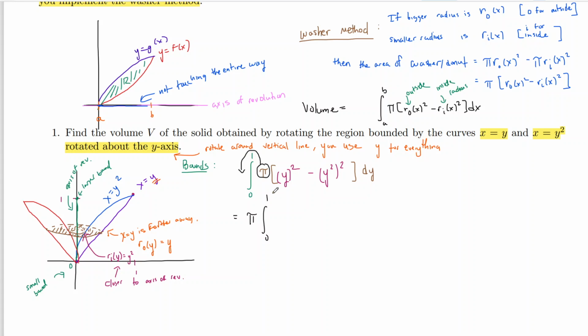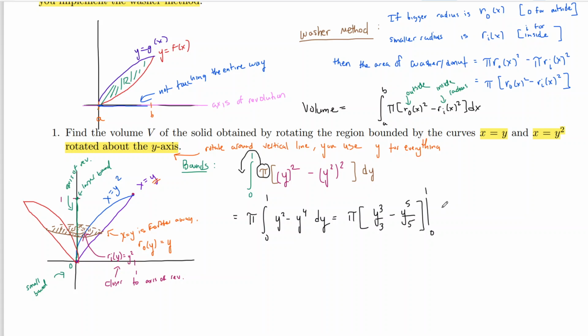We have 0 to 1. And inside here, y squared minus y squared squared is y to the 4th. And we can go ahead and integrate this right away. We don't need any fancy substitution because these are just the power rules. So I'm going to go ahead and put my antiderivative in here. The integral of y squared is y cubed over 3 minus the integral of y to the 4th, which is y to the 5th over 5. Because it's a definite integral, we don't need a plus C, we just need from 0 to 1.